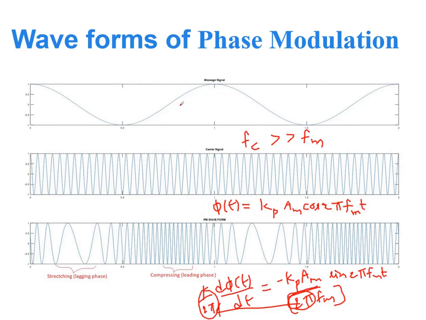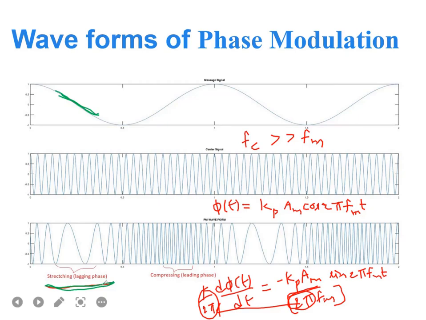I have just kept the same equation what you have studied, Ac cos 2 pi fct plus kp times m of t, where m of t is your sinusoidal signal, maybe cosine in the current case. Then we are arriving at some plots like this, and if you observe in these plots there is some stretching or lagging. Whenever at this point the waveform is trying to decrease, you are having the lagging phase, the phase is getting lagged. Why? Because the amplitude is going to get decreased.